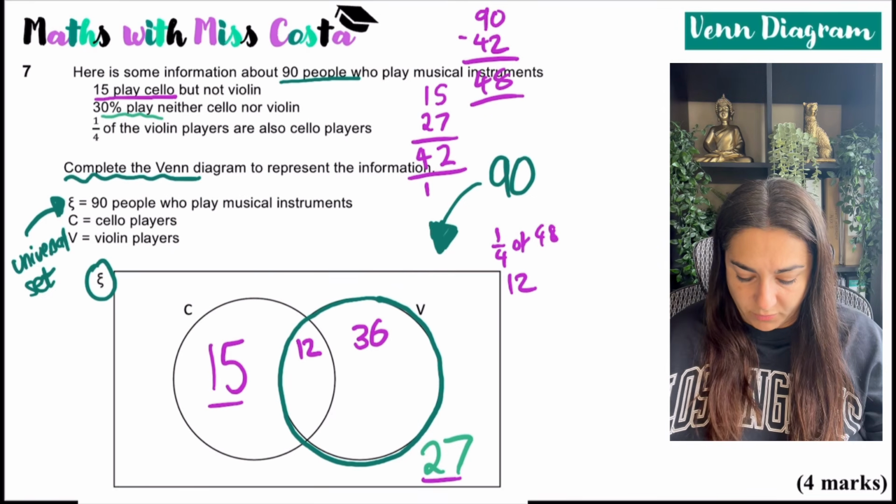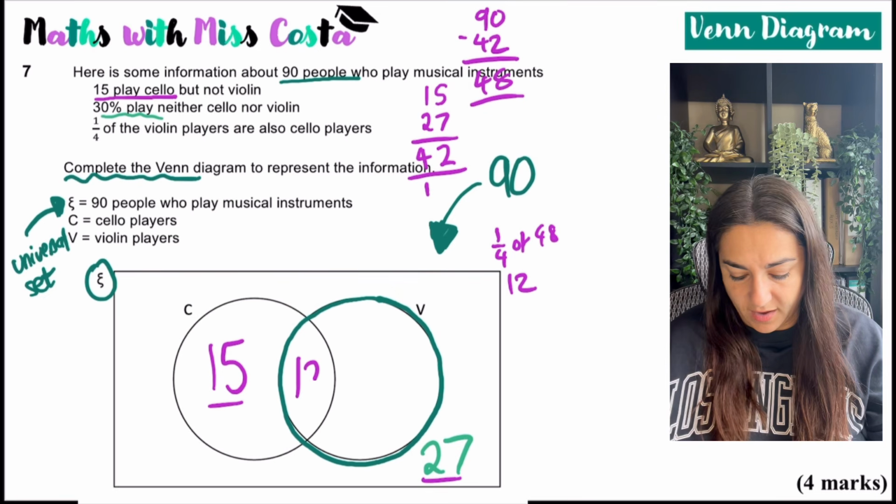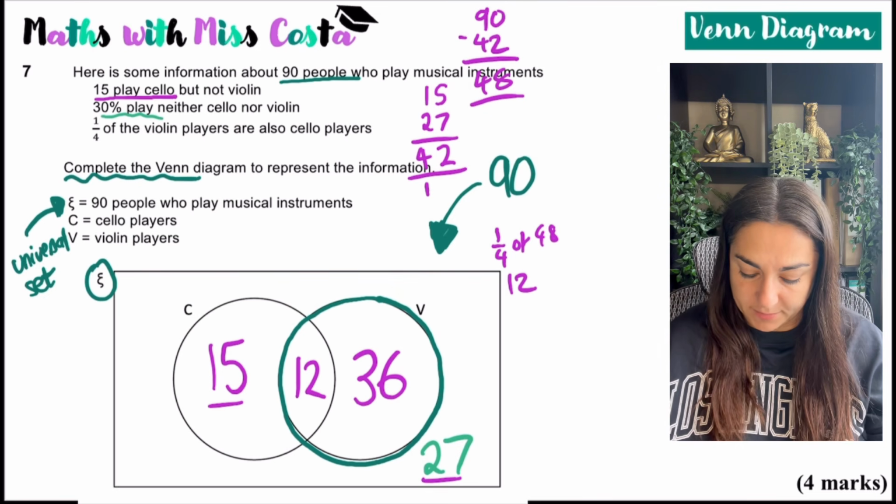Now to double check that you've done it right, you would probably just want to add everything up and make sure it sums to 90.